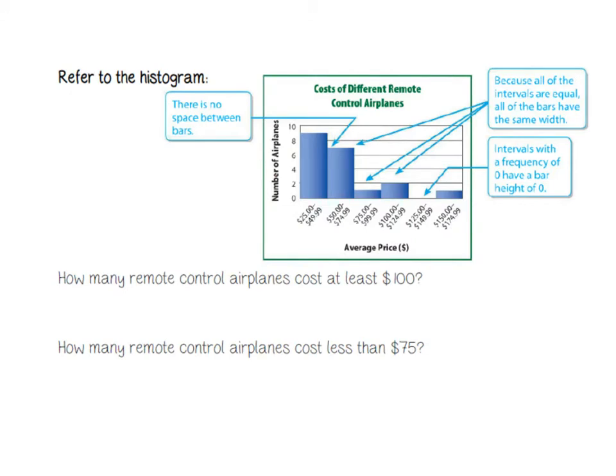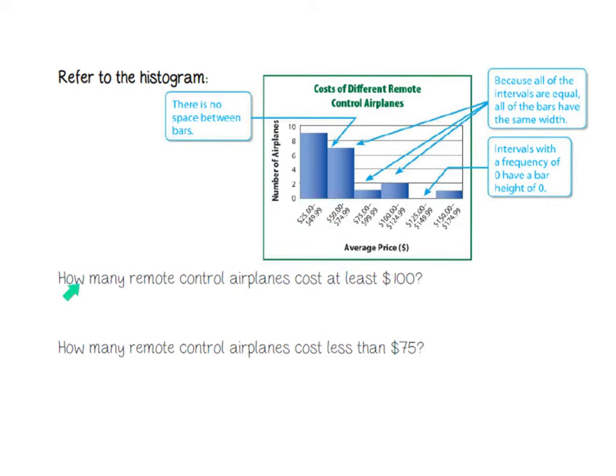All right, so this is a histogram. And when we're talking about a histogram, it does look a lot like a bar graph because it has bars, but there's no space between the bars. They sit right next to each other. Because all the intervals are equal, all the bars will have the same width, and the intervals here that have a frequency of 0 have a bar height of 0. So this is the height of the bars. This is the intervals. They're equal intervals. Notice that 25 to 49.99, here's 50. So these are right after each other. You can't do till 50 and then have 50 here because then you would have double things.